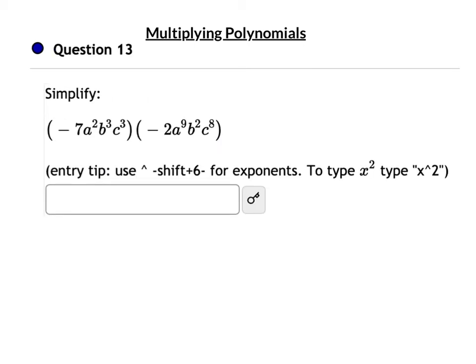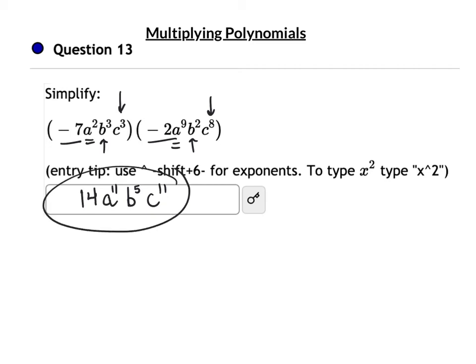They're getting a little bit longer. It's really not much different though. Negative 7 times negative 2. A negative times a negative is a positive. That's 14 positive. Like terms, a squared times a to the 9th. 2 there and 9 there. That's a to the 11th. B cubed and b squared. 3 and 2, that's b to the 5th. C cubed and c to the 8th. I have 3 and 8, that's c to the 11th. 14, a to the 11th, b to the 5th, c to the 11th.